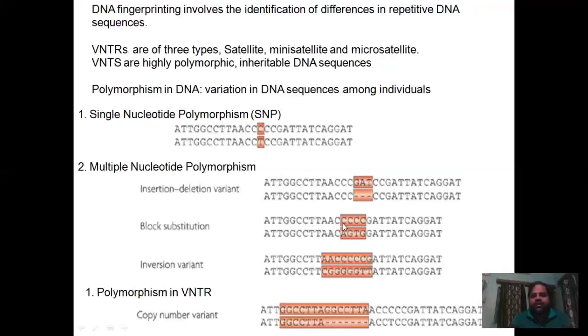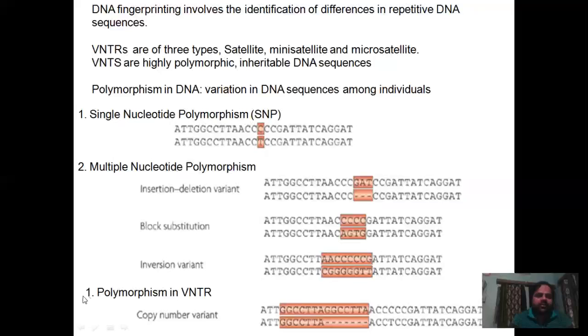One person has C, C, C, C, and another individual's DNA sequence at the same site is AGTC. So there is a difference in DNA between two individuals. This is called block substitution, where another kind of nucleotide substitutes at a particular location. Another kind of multiple nucleotide polymorphism is called inversion variant, where the sequence is inverted.